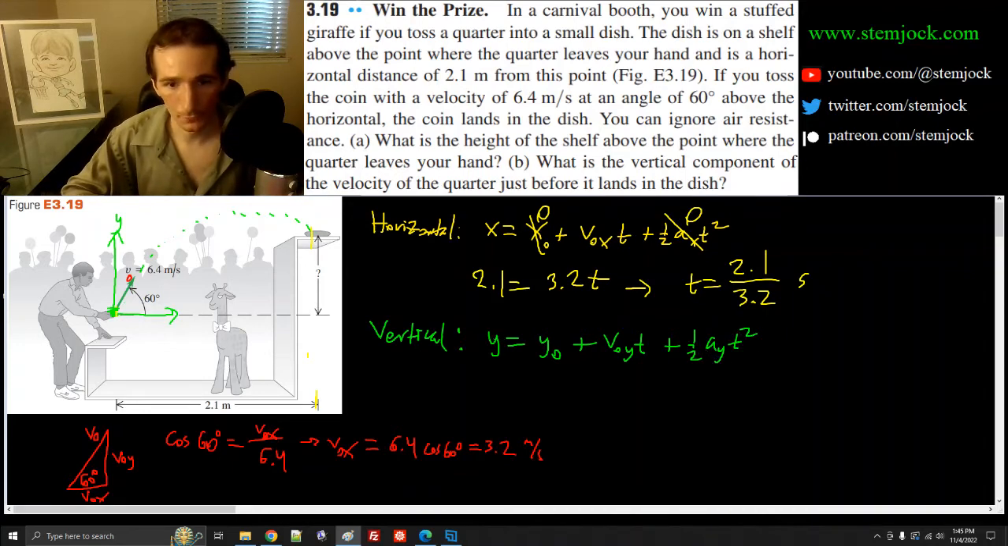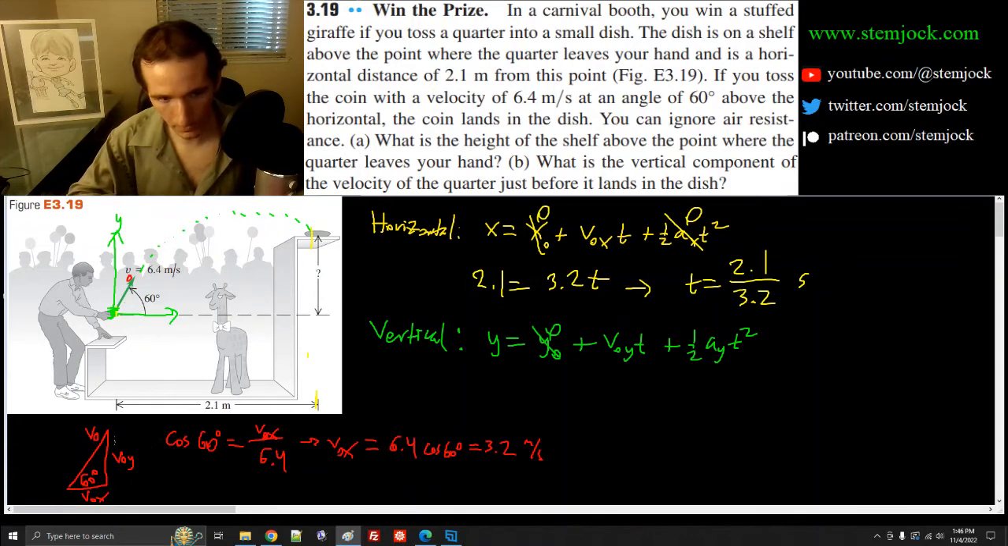Right, so the final position, y, we don't know. We're just going to leave it as y. Y0, that's where the quarter starts. I chose the initial position of the quarter to be the origin, so y0 is 0.